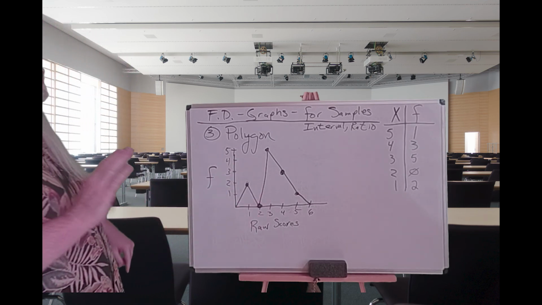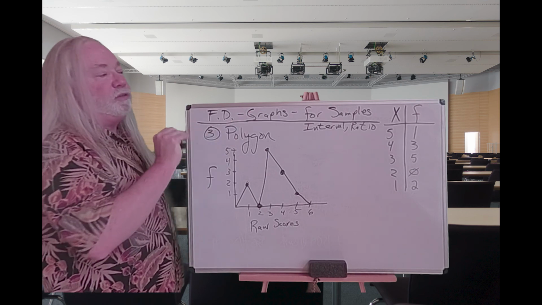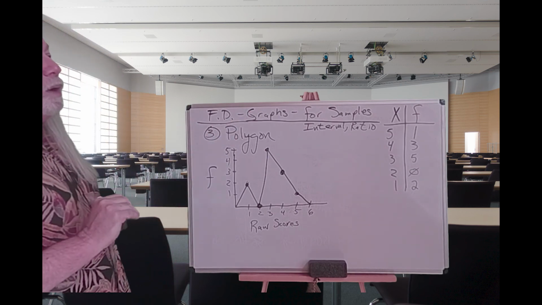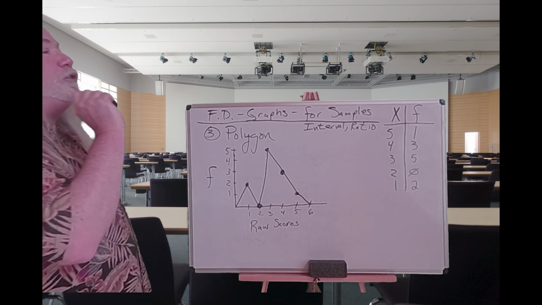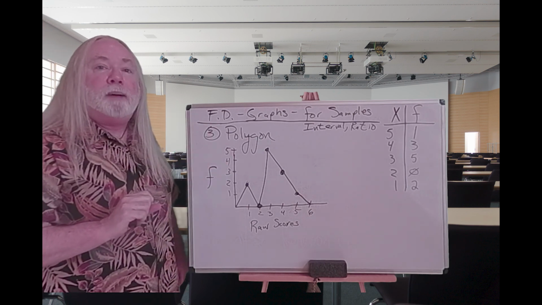So this is if we are building graphs for a sample at the interval or ratio level. So in the next one, we're going to look at what do we do if our data is from a sample, but we're at a nominal or ordinal level.